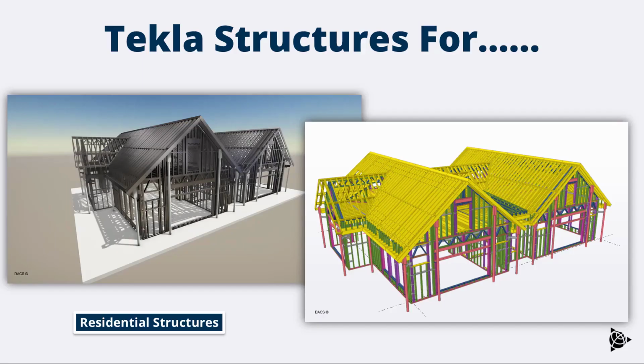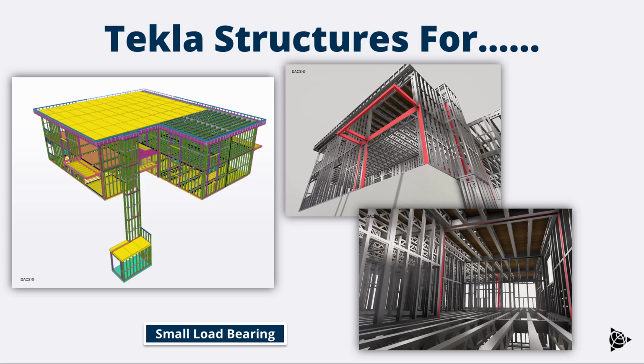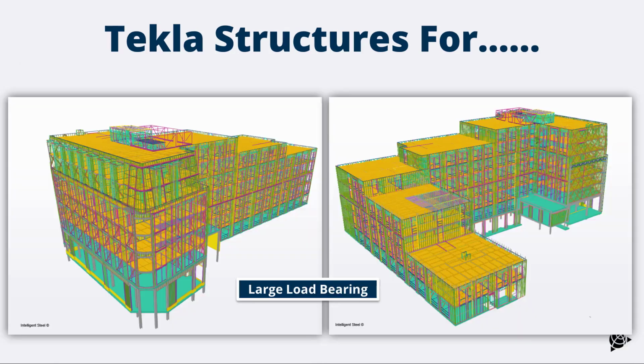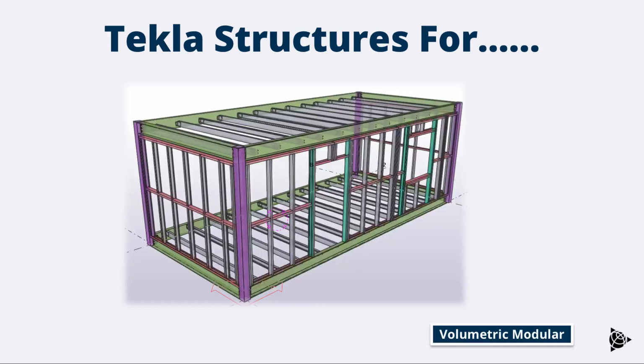What type of projects would Tekla Structures be used on? Small residential projects, small load bearing with a mixture of hot rolled frame, infill panels, and that could be for a concrete base model or a steel base model. And then we have the large load bearing with mixed material, so any kind of hybrid structures, concrete, steel, timber, framing, they can all be done within Tekla. And then we see a lot of volumetric modular use because of that ability to have both your cold rolled and hot rolled all in one model and all the manufacturing data for that.